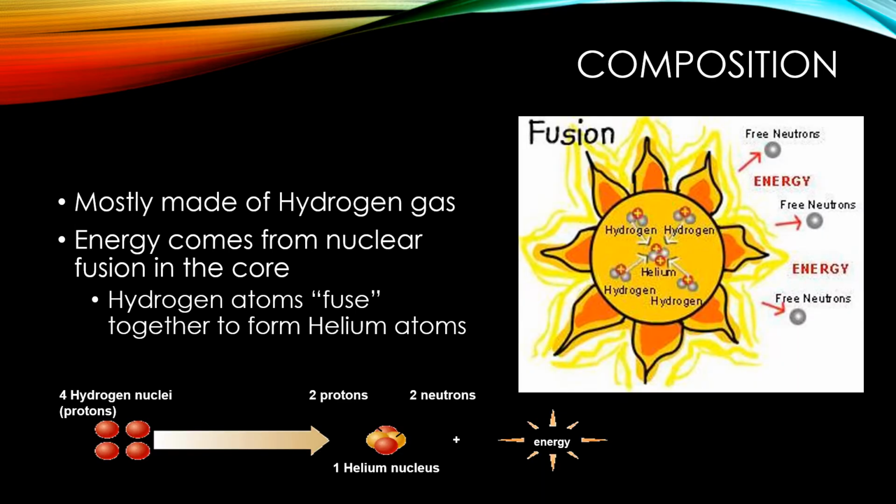Our sun is going to be made of mostly hydrogen gas. The energy that it gives off comes from nuclear fusion in the core. So it is taking our hydrogen and fusing it together, and it becomes helium. This process gives off lots of energy. That's what we see as our light.